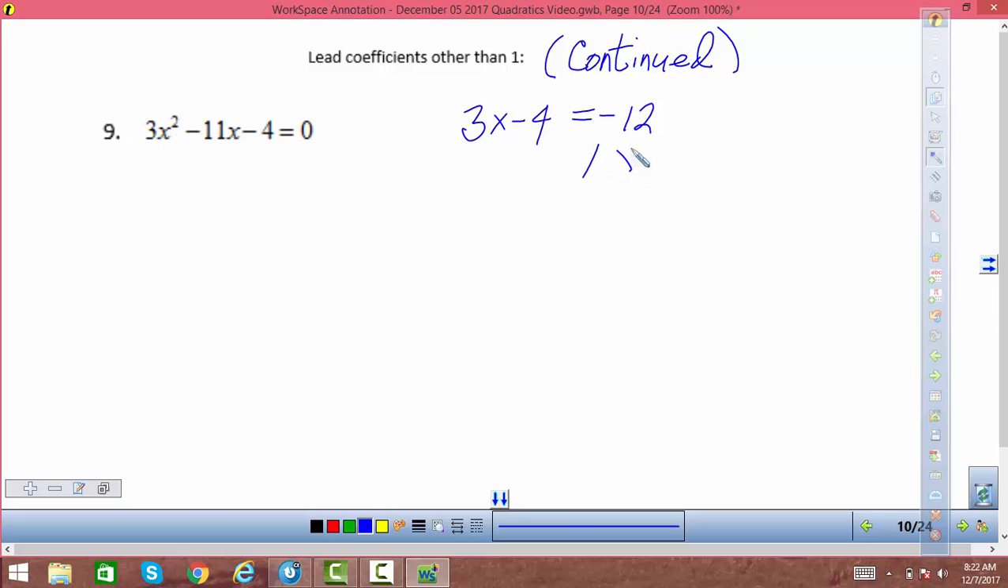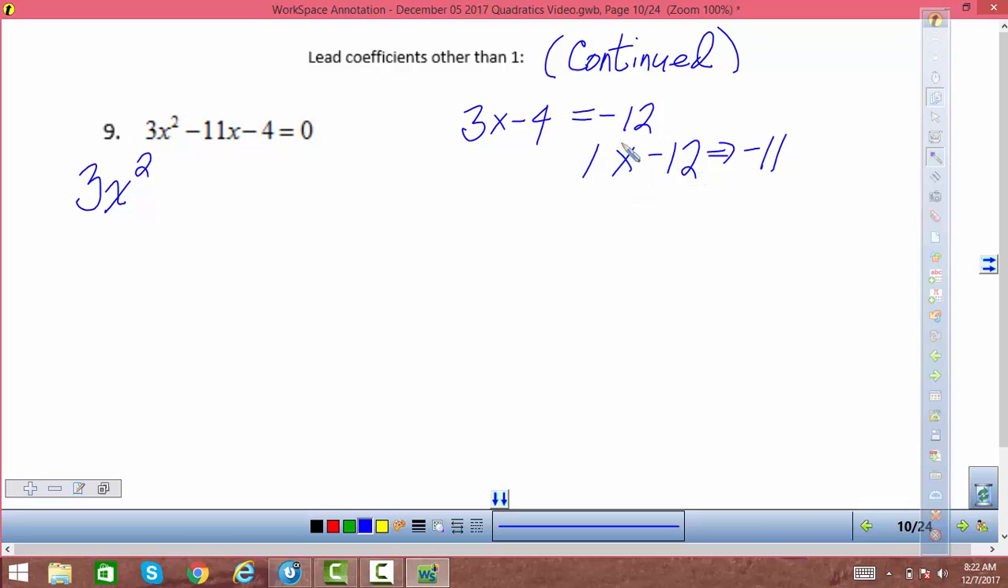So it's pretty clear that it's 1 times negative 12. If I multiply them together, I get negative 12. If I add them together, I get negative 11. Now the factoring process is a little bit different. So I'm going to write down 3x squared.